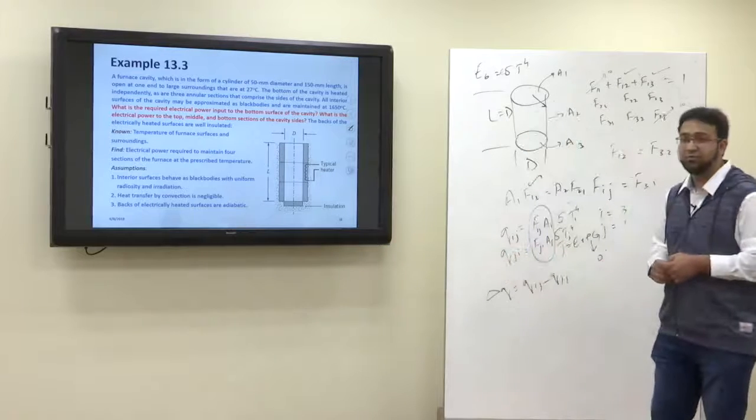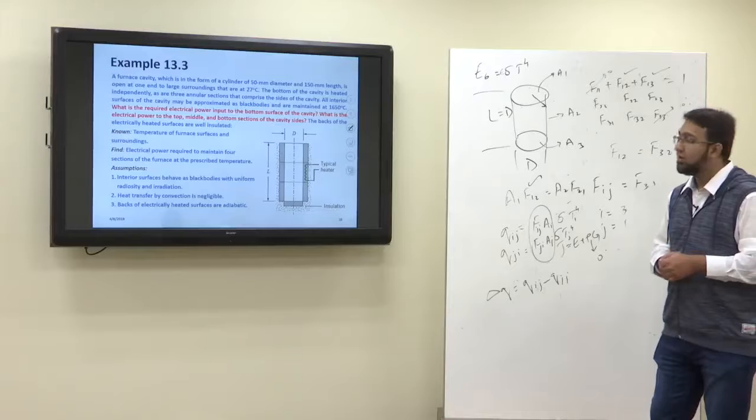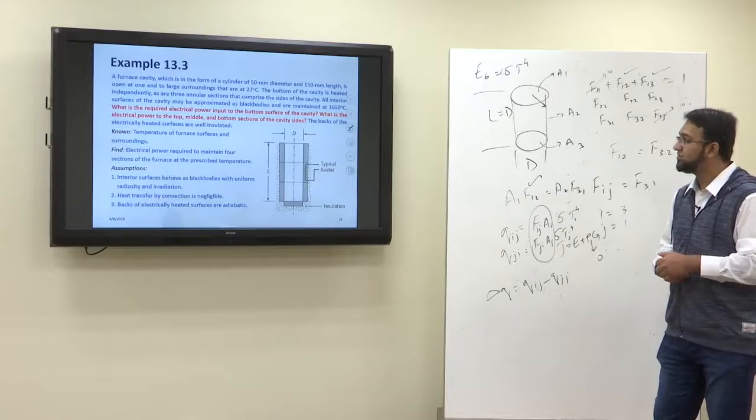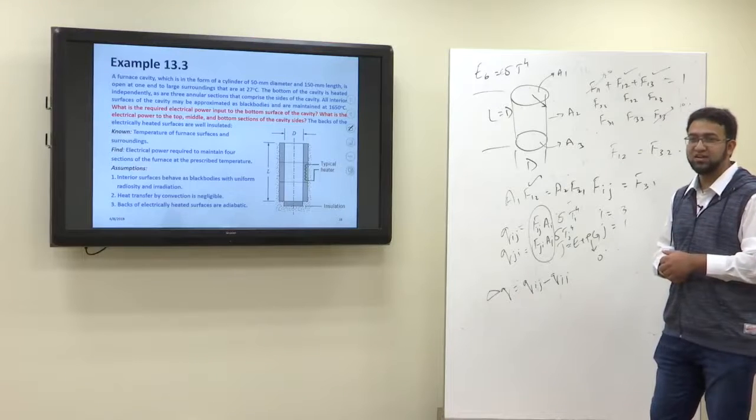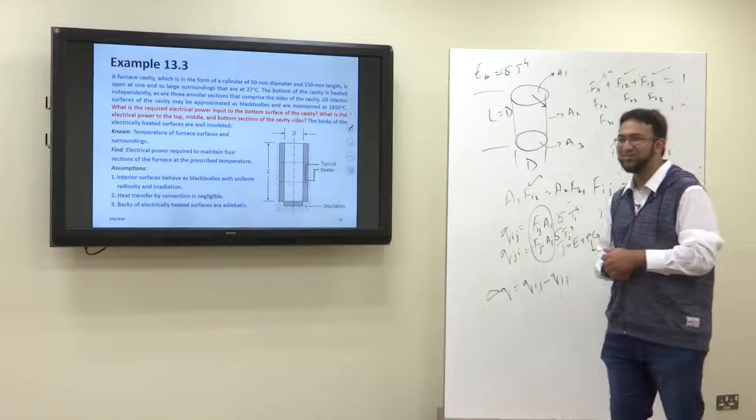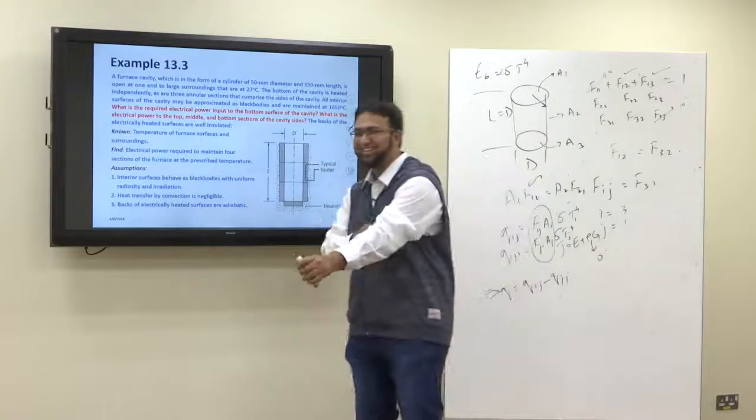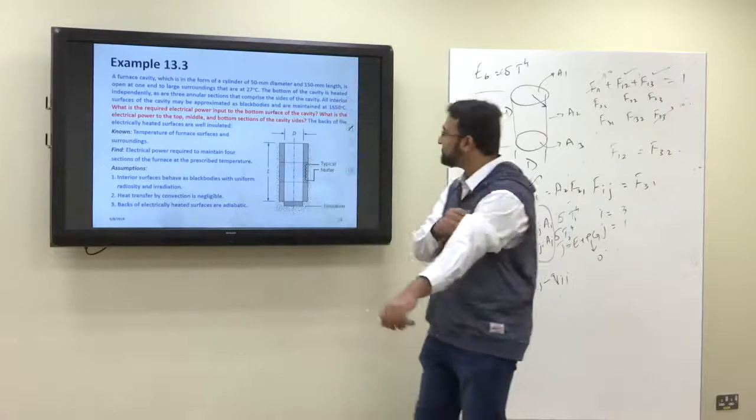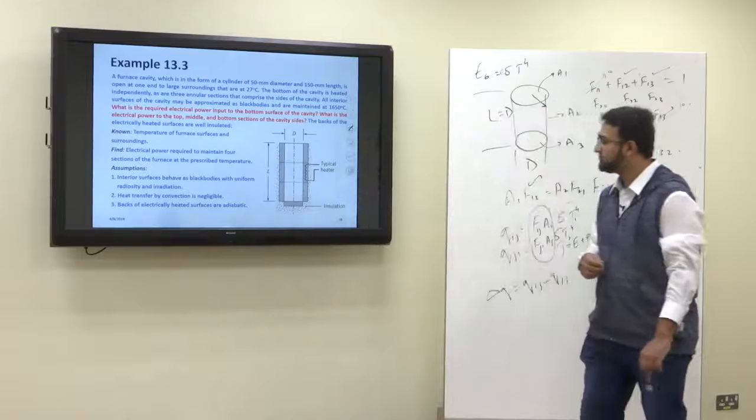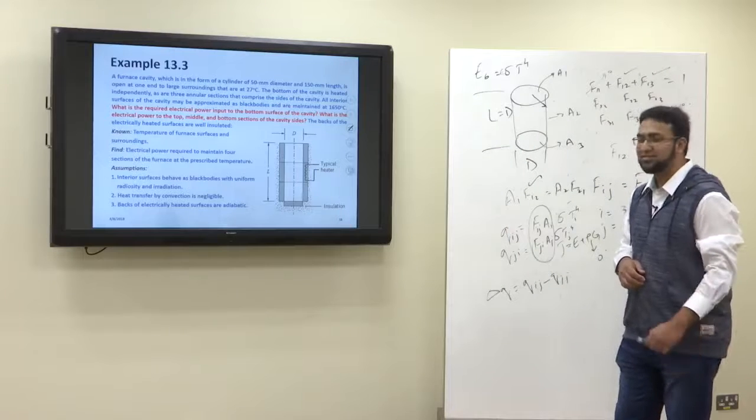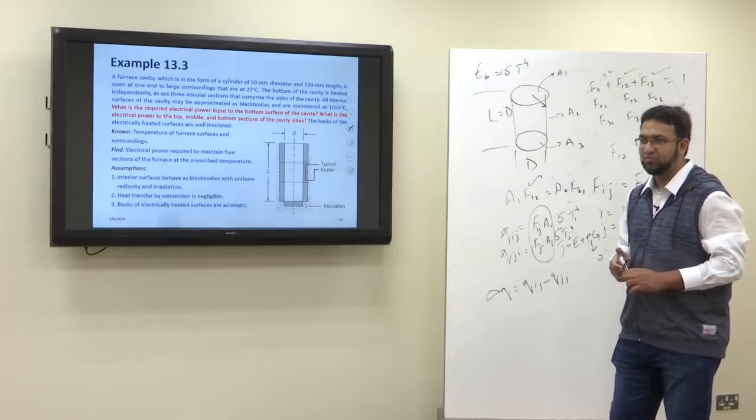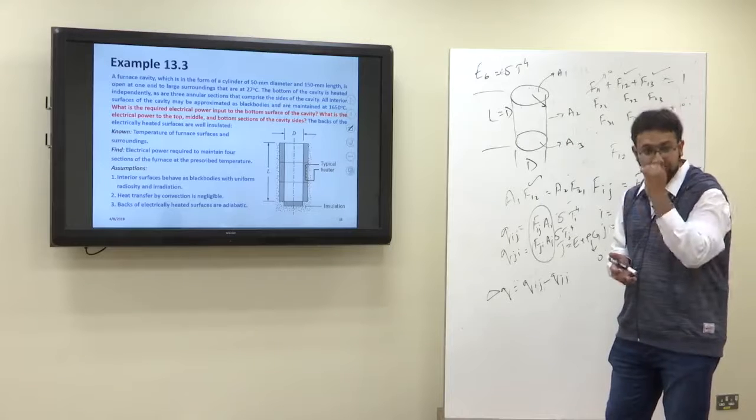Okay, so now we have the formulation here. Let's solve this problem. This is the last problem, and with this problem, our chapter 13 is over. This is kind of a difficult problem, so let's focus on it a little.